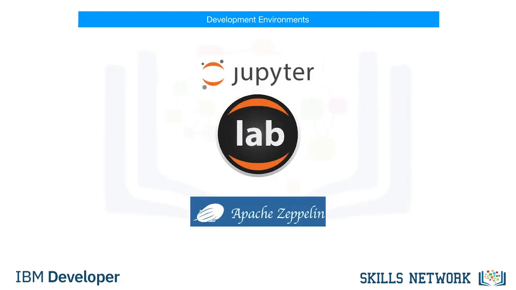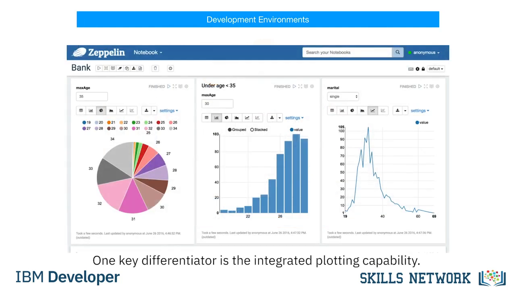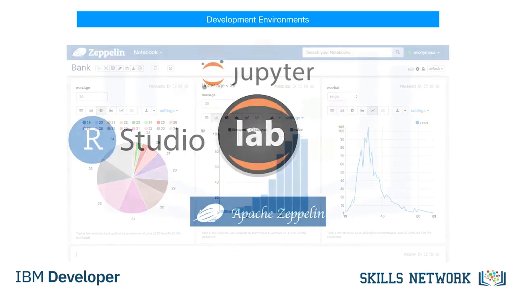Although Apache Zeppelin has been fully re-implemented, it's inspired by Jupyter Notebooks and provides a similar experience. One key differentiator is the integrated plotting capability. In Jupyter Notebooks, you are required to use external libraries. In Apache Zeppelin, plotting doesn't require coding. You can also extend these capabilities by using additional libraries.